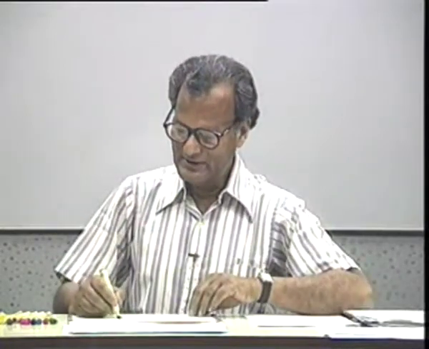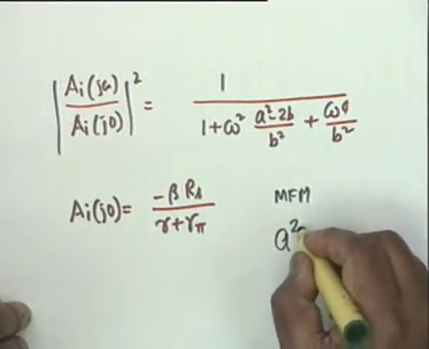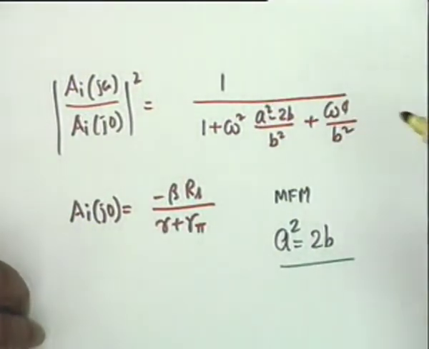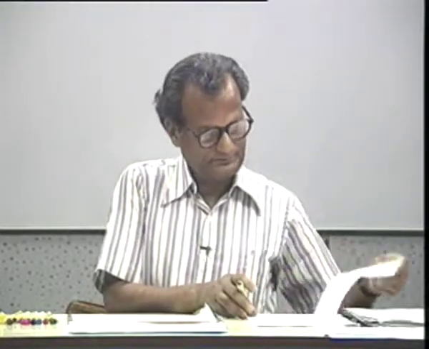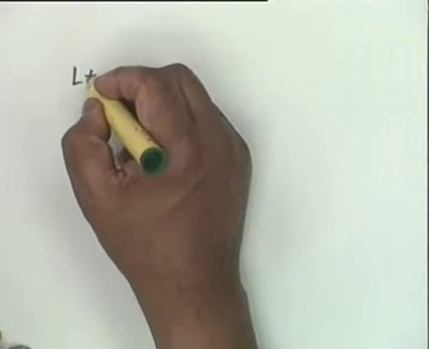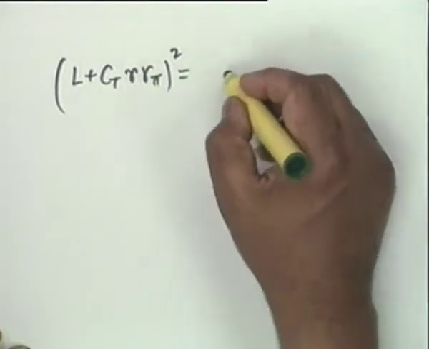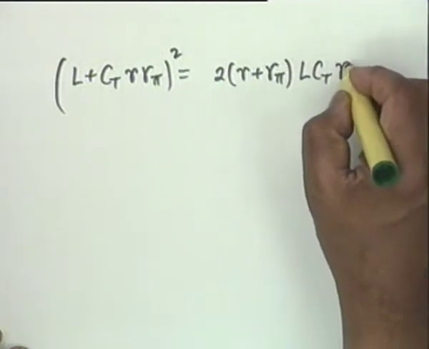What will be the MFN condition now? A squared equal to 2b, as simple as that, because the numerator coefficient is 0. I can't make 1 by b squared equal to 0. So this is the maximal flatness condition. And if I put this in terms of the elements, then my condition becomes (L plus Ct r pi) whole squared equal to twice (r plus r pi) L Ct r pi.